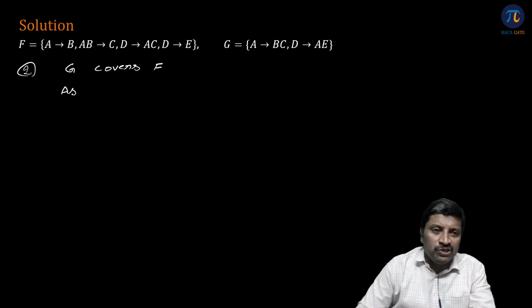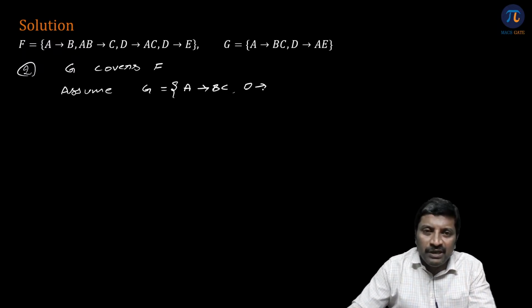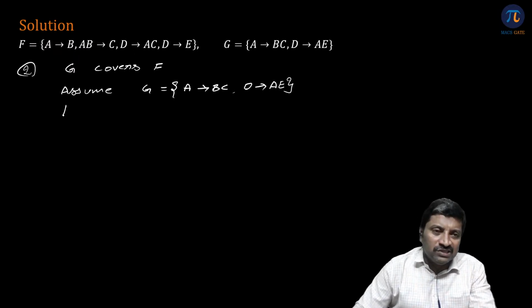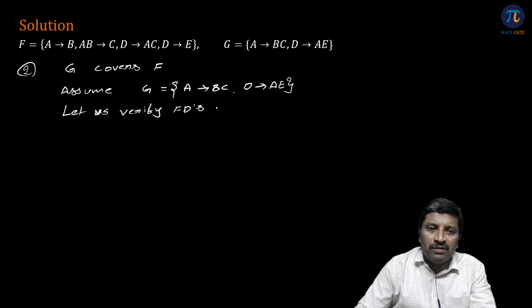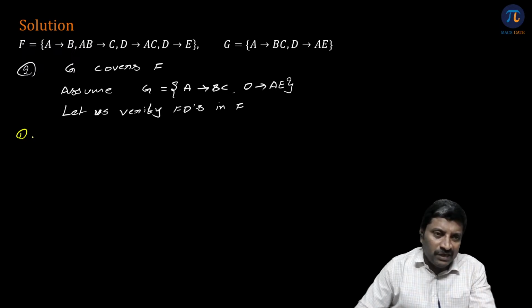So assume G. What does assume G mean? We need to assume the FDs in G. What are the FDs in G? A implies BC. B implies AE. Am I right? Yes. Now let us verify the FDs in F. In F we have 4 FDs, so we need to verify each and every FD. Let us start with the first one.